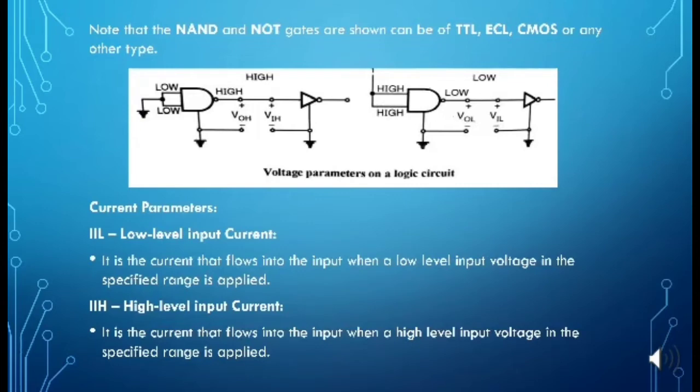Current parameters. IIL, the low-level input current. It is the current that flows into the input when a low-level input voltage in the specified range is applied. IIH, the high-level input current. It is the current that flows into the input when a high-level input voltage in the specified range is applied.